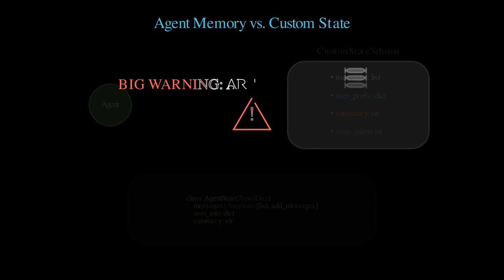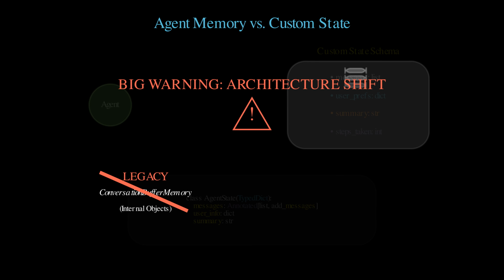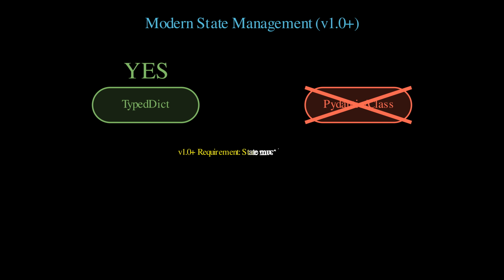Yes, custom state. Now, I need everyone to pause and listen closely because this is where a lot of people get stuck. There's a big warning here for anyone who's used older versions of LangChain. Go ahead. What's the trap? As of LangChain 1.0, and specifically in LangGraph, you cannot use Pydantic models or data classes for your state schema anymore. You must use a TypedDict.